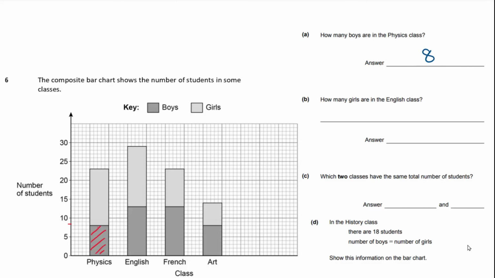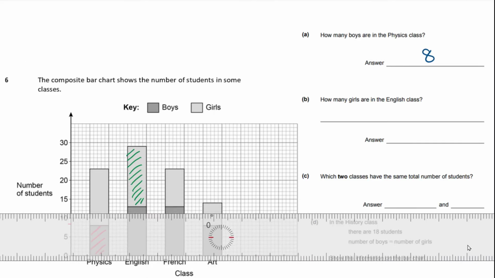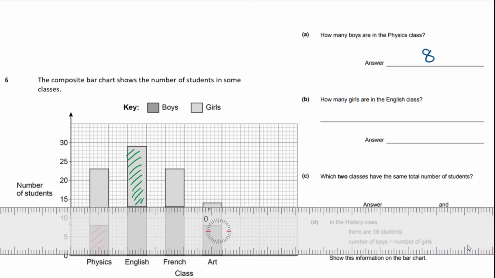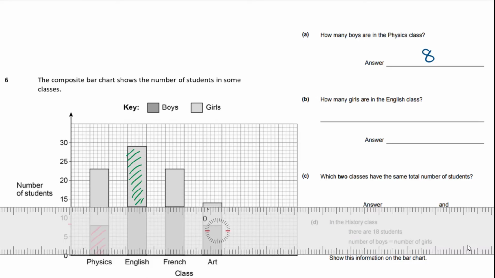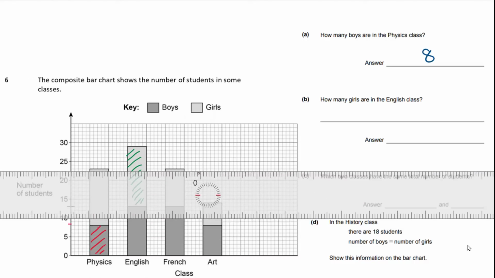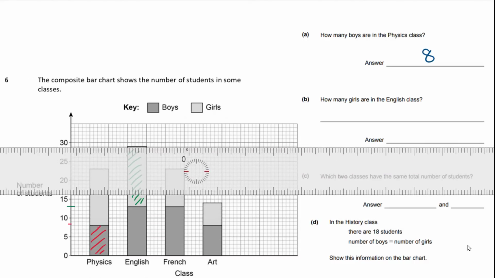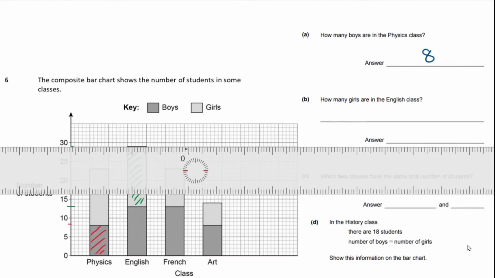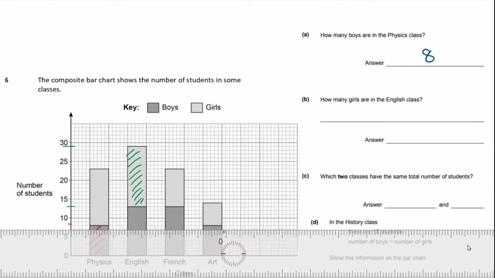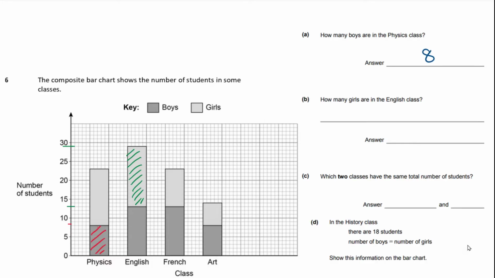So girls English is going to be these guys up here. Now the ones on the top is slightly harder to read because, well, it doesn't start from 0, does it? This bar actually starts from here. It starts from 13 and it goes up to here on my scale, which I think is 29. So then the amount of girls is going to be the difference between those two numbers, isn't it?